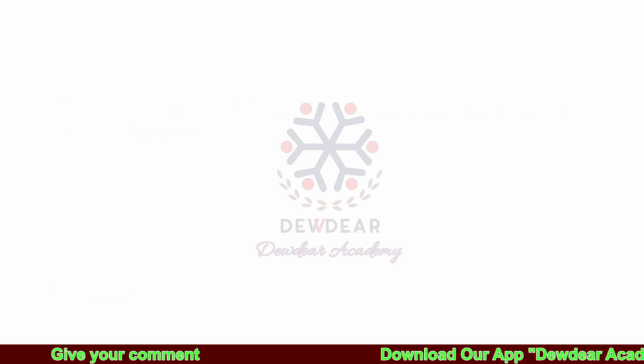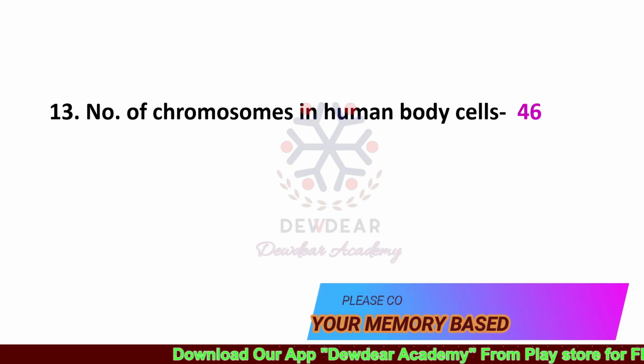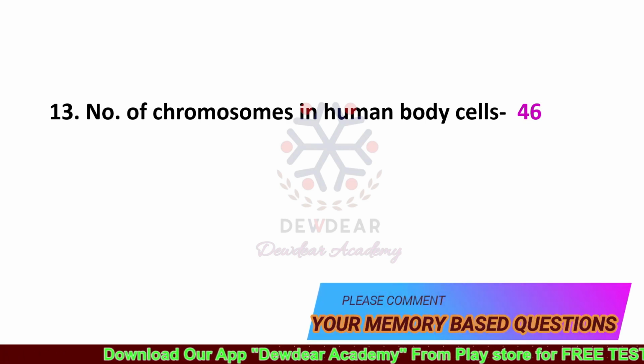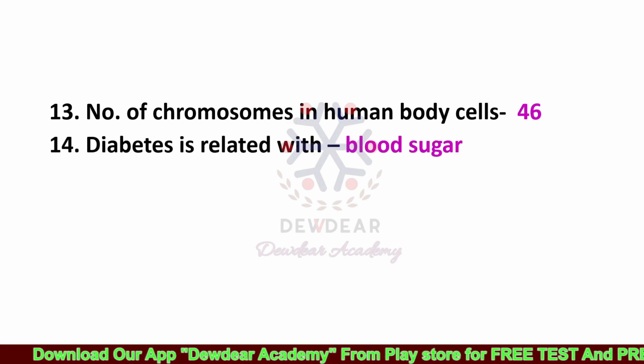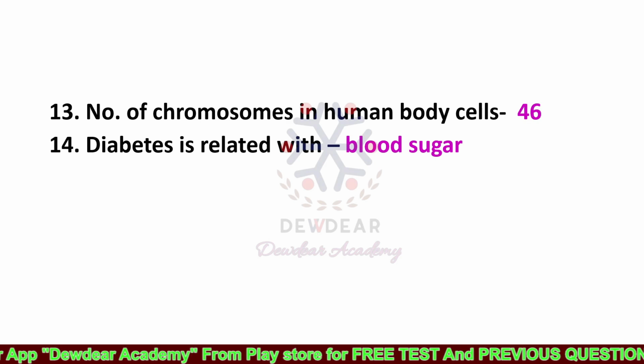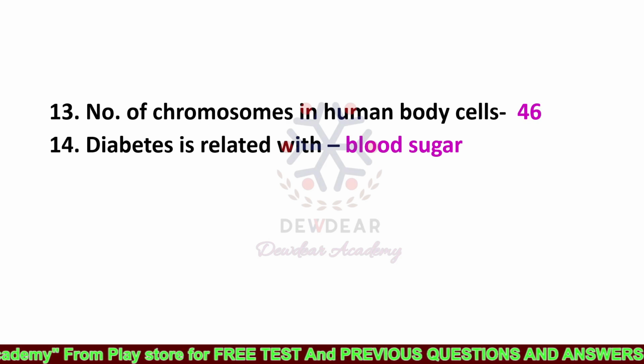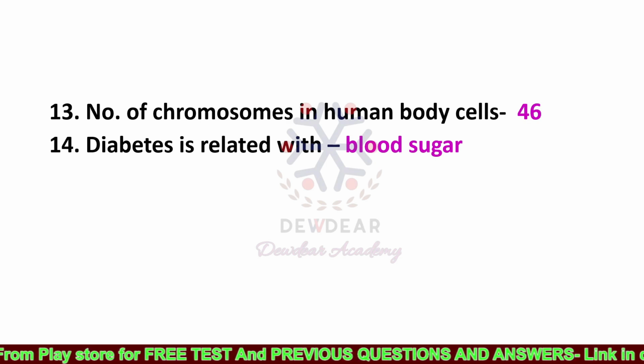Then question number 13. One question was number of chromosomes in human body cells, and the correct answer is 46. Then there was another question, diabetes is related with blood sugar. So there was another question like that, diabetes is concerned with blood sugar.